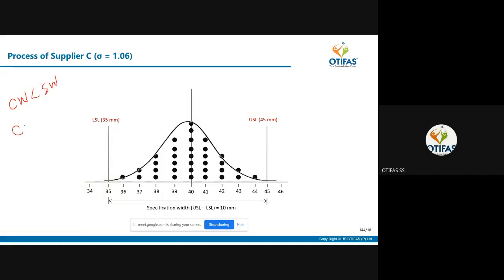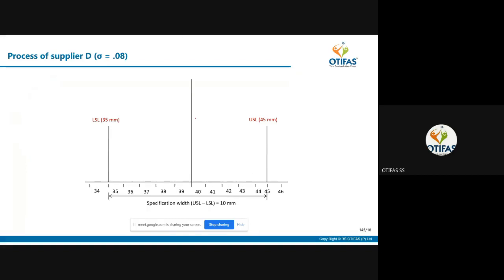Now what will be the CP here? Now more than one or less than one? More than one. Okay. Now this, the fourth one, the best process.